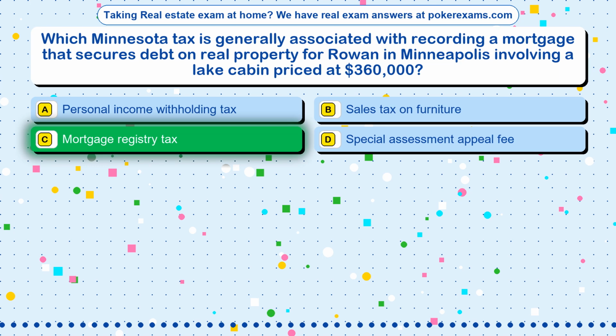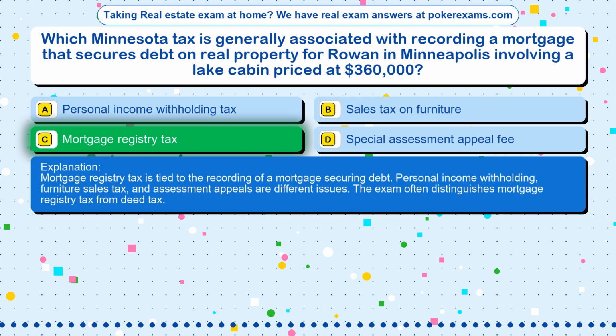The correct answer is option C. Mortgage registry tax. Mortgage registry tax is tied to the recording of a mortgage securing debt. Personal income withholding, furniture sales tax, and assessment appeals are different issues. The exam often distinguishes mortgage registry tax from deed tax.